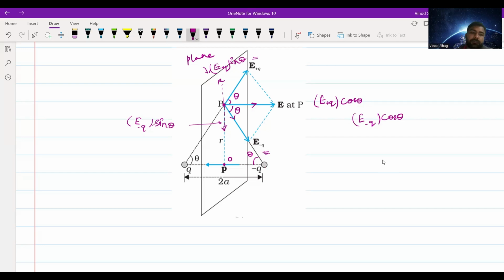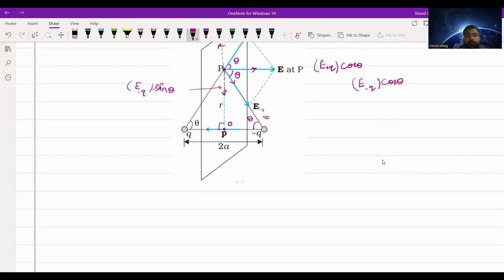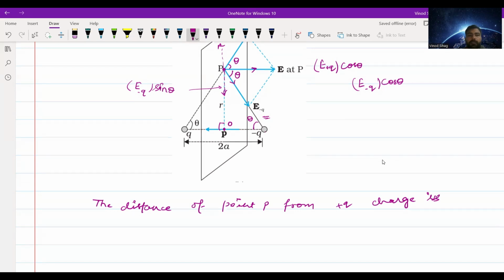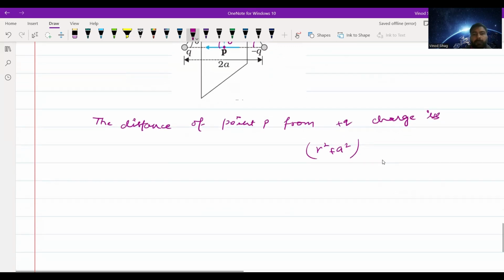Okay, so the magnitude of the electric field at this point. If we see that this is the distance of point P from the plus Q charge, कितना है, इट इज, ये देखो ये अपना एक राइट एंगल ट्राइंगल है, सो इसका जो हाइपोटेन्यूज कितना होगा, r square plus ये वाला डिस्टेंस कितना है, इट इज a square, सो इट विल बी r square plus a square.